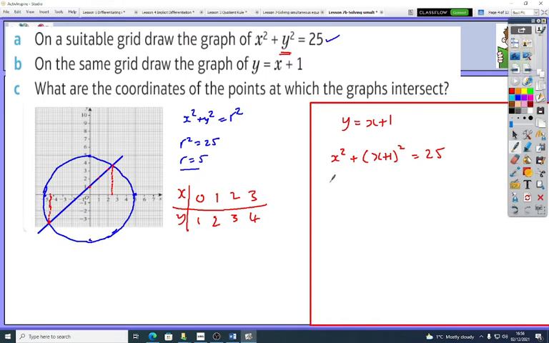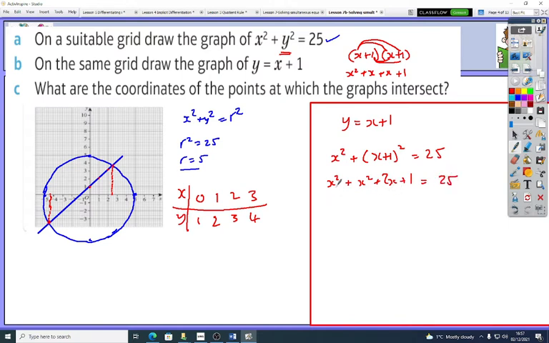If I expand that out, I'll get x squared. Now I'm going to expand x plus 1 squared, which means times by itself. If you do x times x, you get x squared. x times 1, you got 1x. 1 times x, you got 1x. 1 times 1 is 1. And if you collect all those together, for this expansion you're going to get x squared, then x plus x, which is 2x, and then plus 1, equals 25.